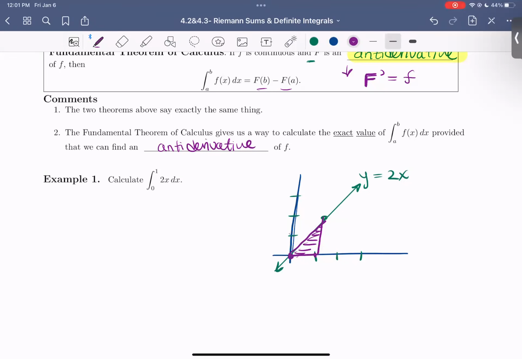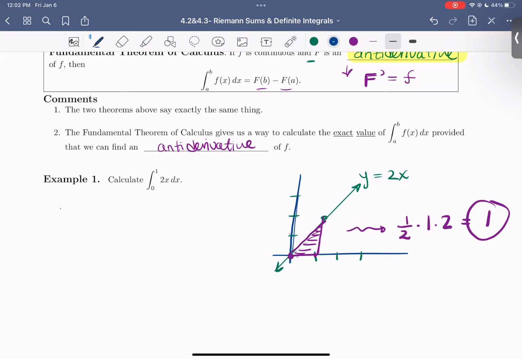Okay, we see that this image we get is a triangle, so we could just actually compute the area. Why don't we just do that first? Okay, so height of 2, base of 1. So we'd have 1/2 base times height, which would give us 1. So the area is 1 here. But let's see if we can compute this integral using the fundamental theorem of calculus.